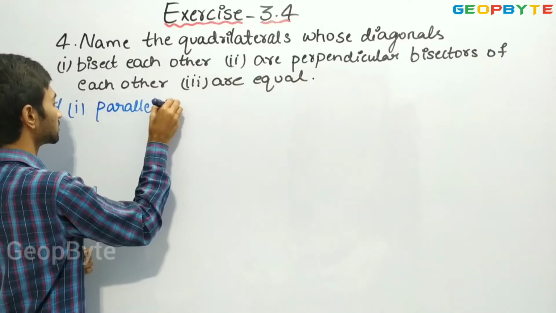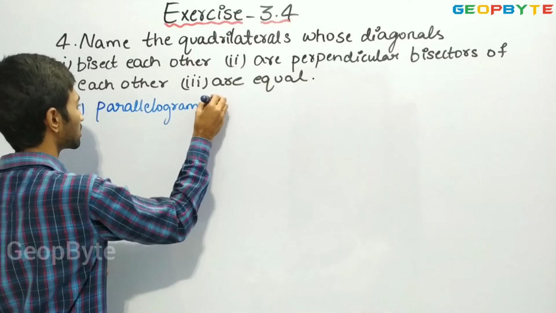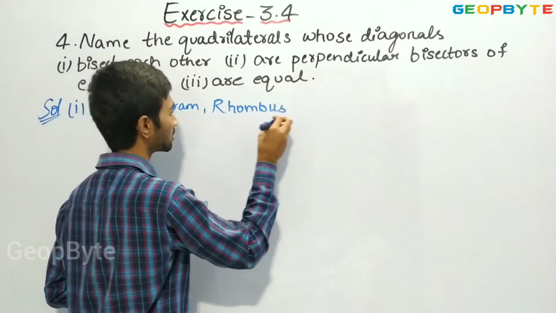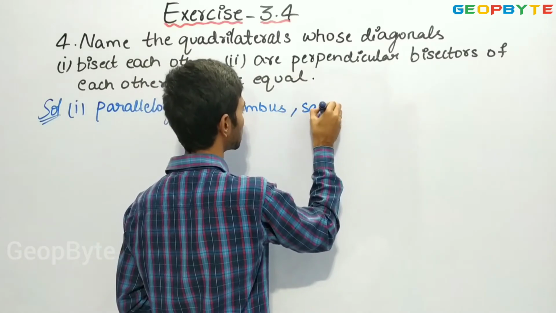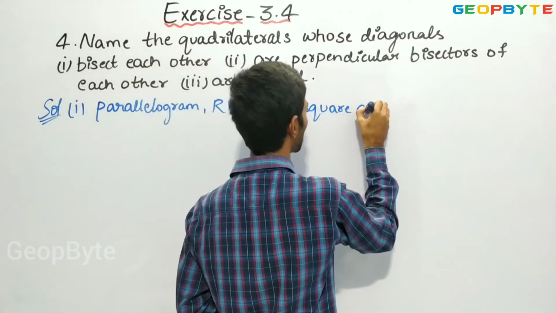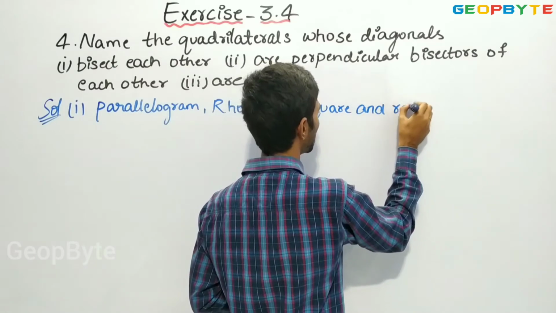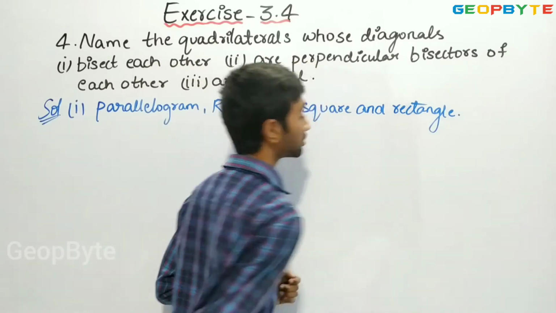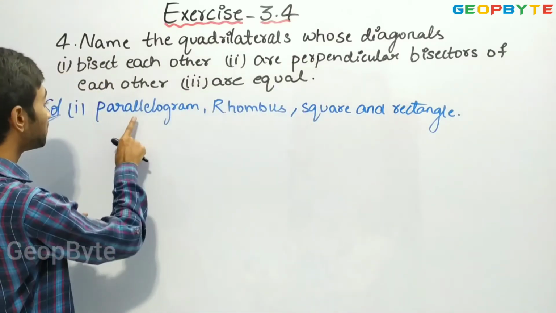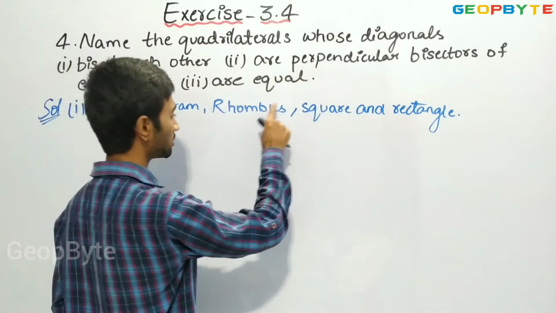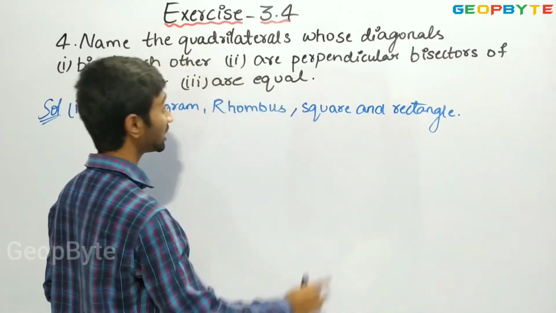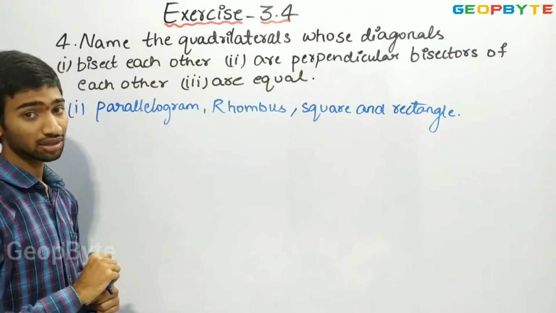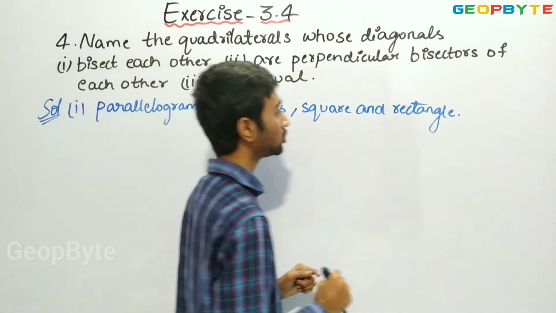parallelogram, rhombus, square and rectangle. So we know that in a parallelogram, in a rhombus, in a square and in a rectangle, diagonals bisect each other. That means diagonals divide the lines into two equal halves.